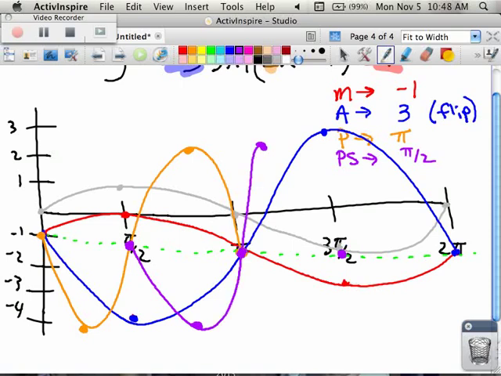My final graph is in purple. Notice that the period is still pi. Pi over 2 to 3 pi over 2. Half to 1.5. That's a 1 unit jump, 1 pi jump. Notice that my amplitude is still 3. 3 units get down to the bottom of the valley from the midline. 3 units get to the top of the mountain from the midline. Notice that it's upside down because of the negative sign. And notice that I've moved pi over 2 units to the right from where I first began.